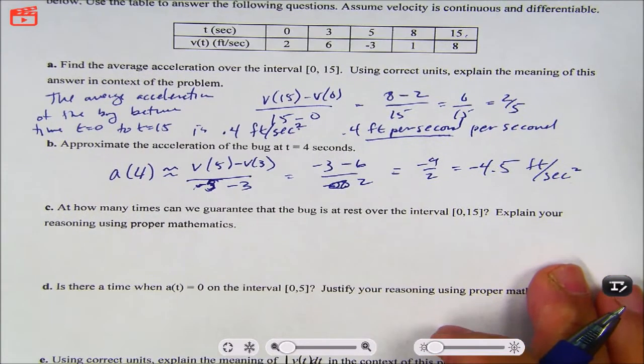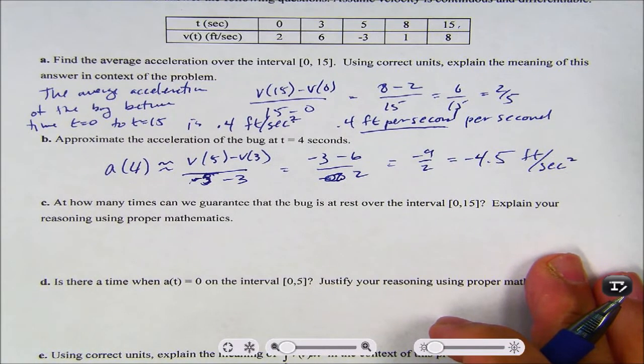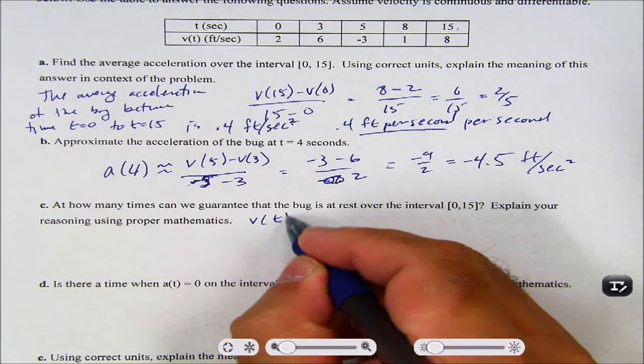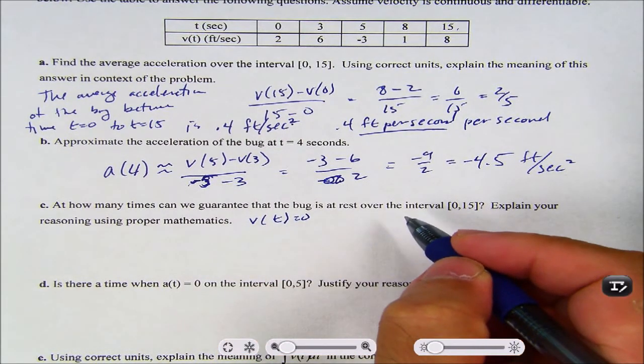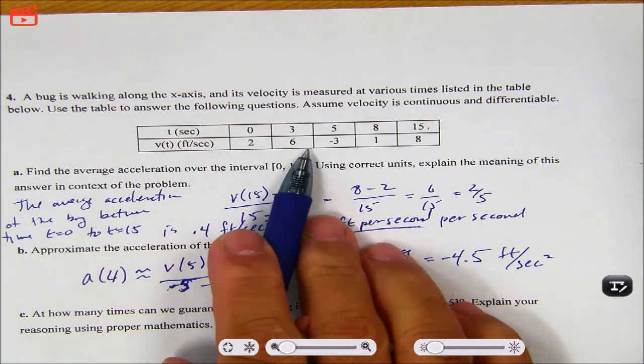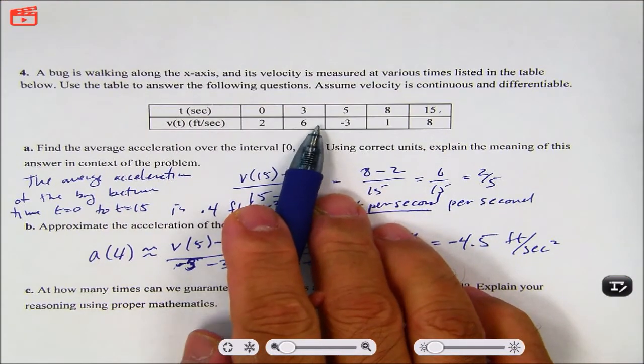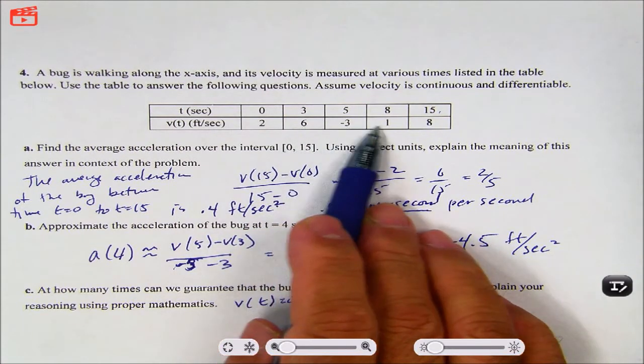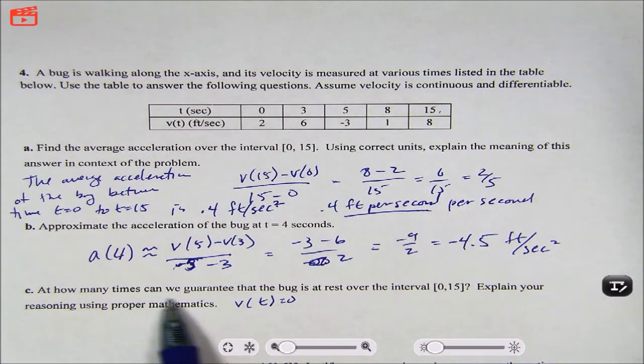All right, C, how many times can we guarantee that the bug is at rest over the interval from 0 to 15? Well, a rest means v of t is equal to 0. That's what a rest would mean. So is it ever equal to 0? Well, looking at this, because it is negative 3, it has to equal 0 between these two and these two. So yes, how many times can we guarantee? Explain your reasoning using proper mathematics.